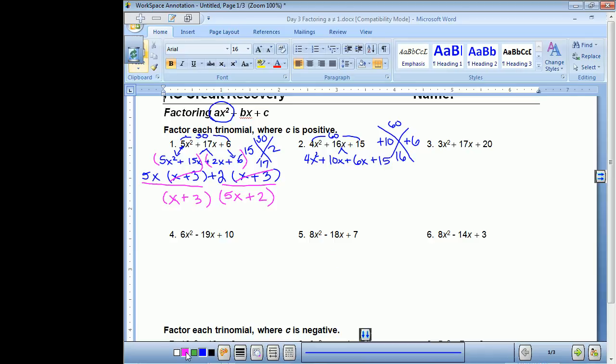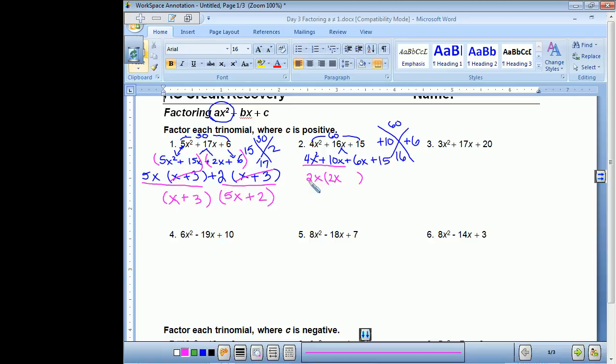Okay, what do the first two terms have in common? Well, what's the biggest number that will divide into 4 and into 10? 2. So we're going to take out a 2. And they both have an x in common. So what do you multiply 2 by to get 4? 2. Here I have 1 x, but here I need 2. So how many more x's do I need? Uno más. That's right, just 1 more.